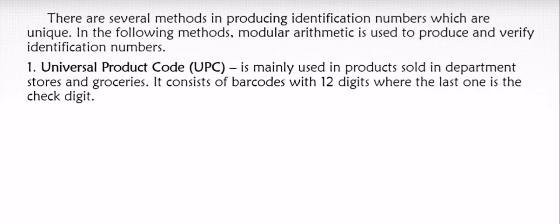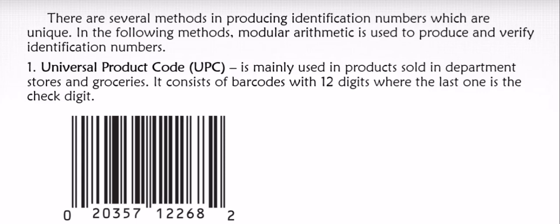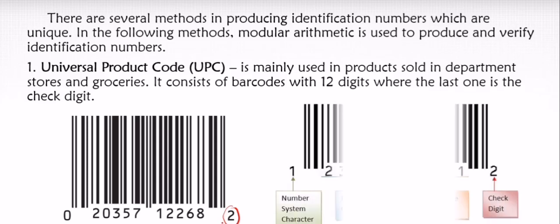The first one is the Universal Product Code, also known as UPC. This is mainly used in products sold in department stores and groceries. It consists of barcodes with 12 digits where the last one is the check digit. So ito yung makikita natin, barcode. Itong 2 na to, ito yung hinahanap natin or yung chine-check natin. So we call it the check digit.